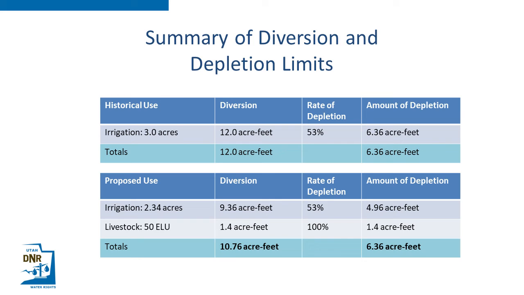The livestock, 50 head of livestock, the diversion amount would be 1.4 acre-feet. With a 100% depletion rate is 1.4 acre-feet depletion. So now you total the diversion amounts to 10.76 acre-feet. You total the depletion amounts, you get 6.36. That means neither of those beginning values have been exceeded.